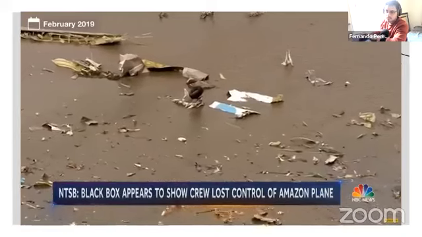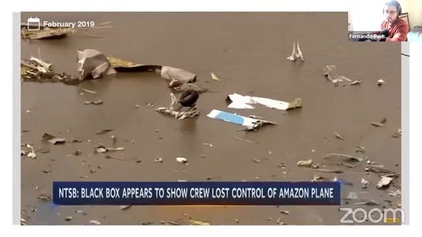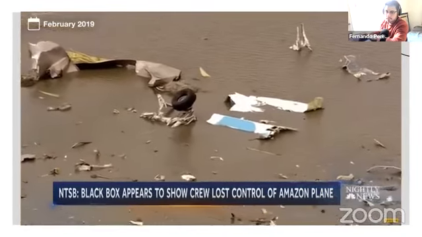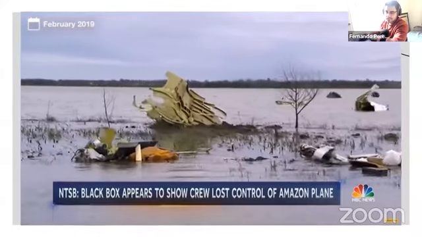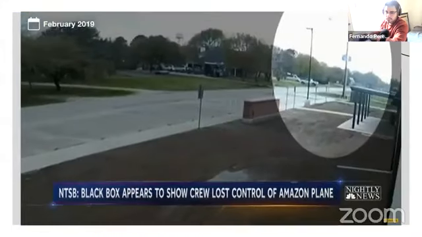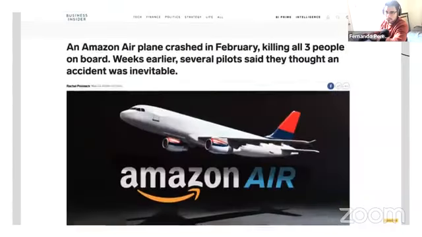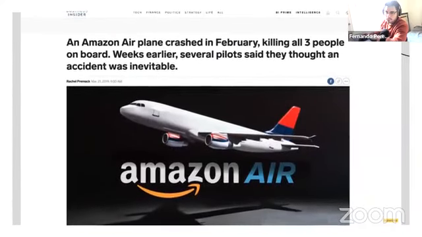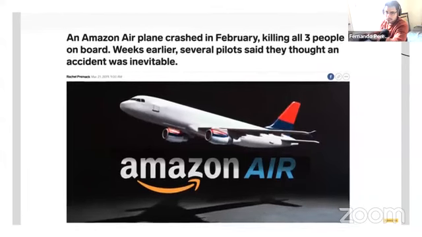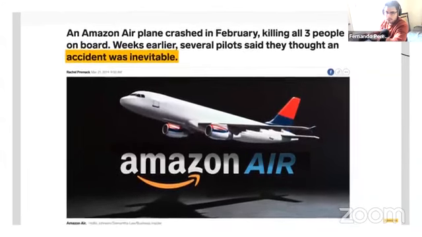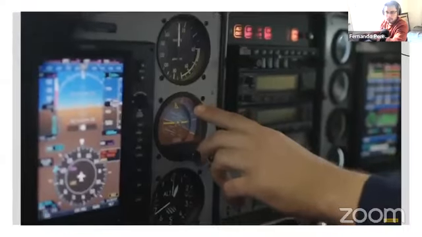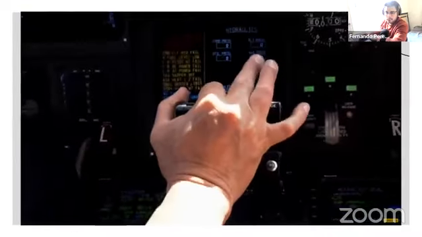In February, an Amazon airplane operated by Atlas Air crashed near Houston, killing all 3 pilots aboard. The cause of the crash is under investigation, with initial National Transportation Safety Board findings showing the pilots may have lost control of the plane. In interviews with Business Insider weeks before, several Amazon Air pilots said they thought an accident was inevitable. They cited low wages that made it difficult to attract experienced pilots, training they considered shoddy, fatigue, and poor morale.